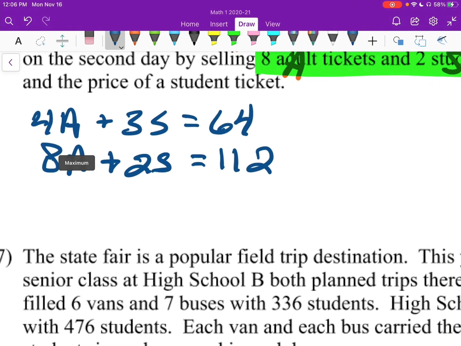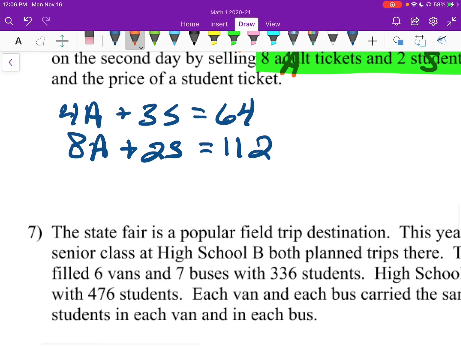All right, now here we have our equation. This bottom one, that looks like it would be really easy to solve for S. So that's what I'm going to do. I'm going to solve for S. If I subtract 8A to the other side, I'm going to have 2S equals 112 minus 8A. Now if I divide by 2, I'll have S equals 56 minus 4A.